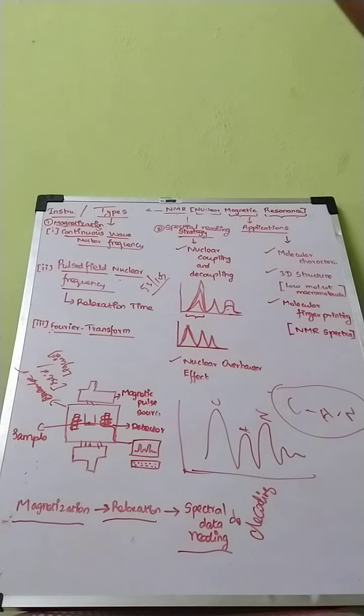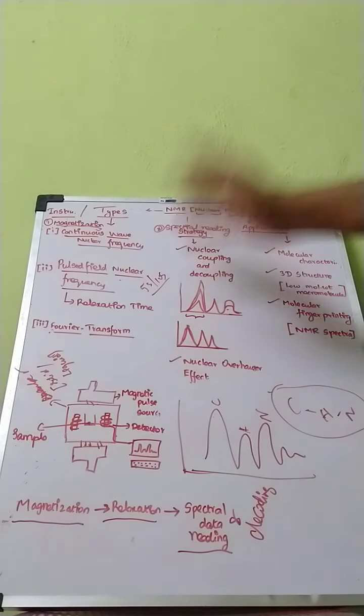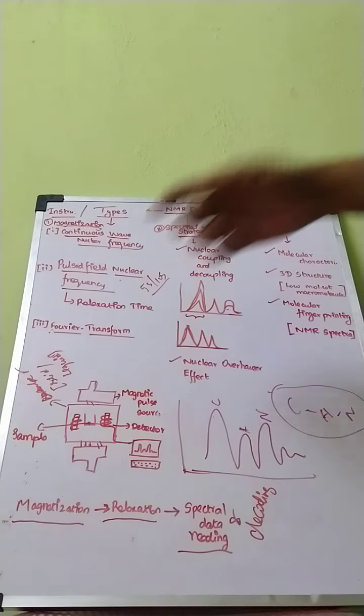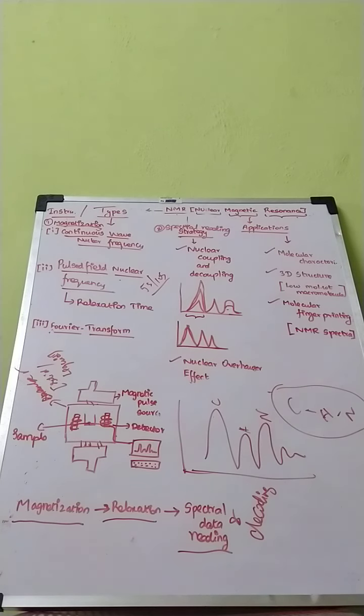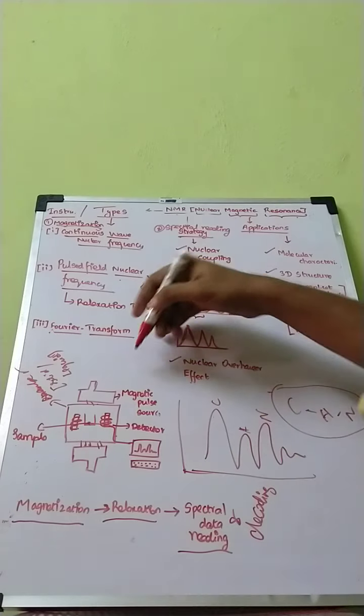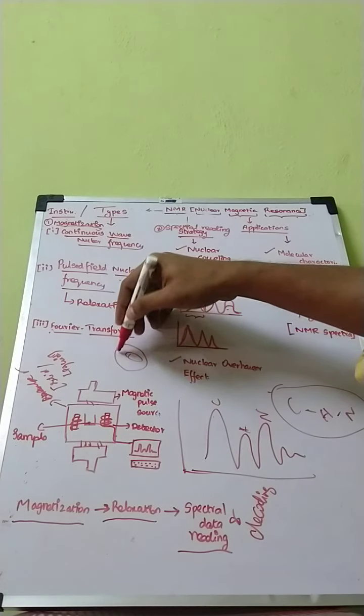So the excess energy will be released out, and that will be read as nuclear frequency. In the third one, Fourier transform. This is actually a development of pulsed field in nuclear frequency. So here, you will be focusing on the electron shells of each and every atom.